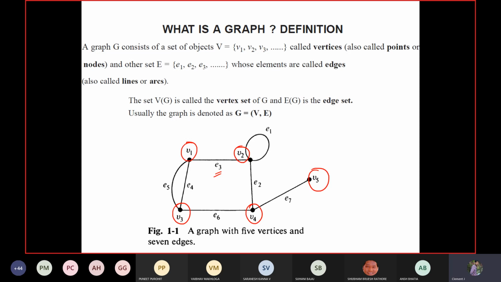A graph consists of a collection of vertices and a collection of edges, denoted as vertices v1, v2, v3 and edges e1, e2, e3. Usually the graph is denoted as G equal to (V, E). Okay, next.